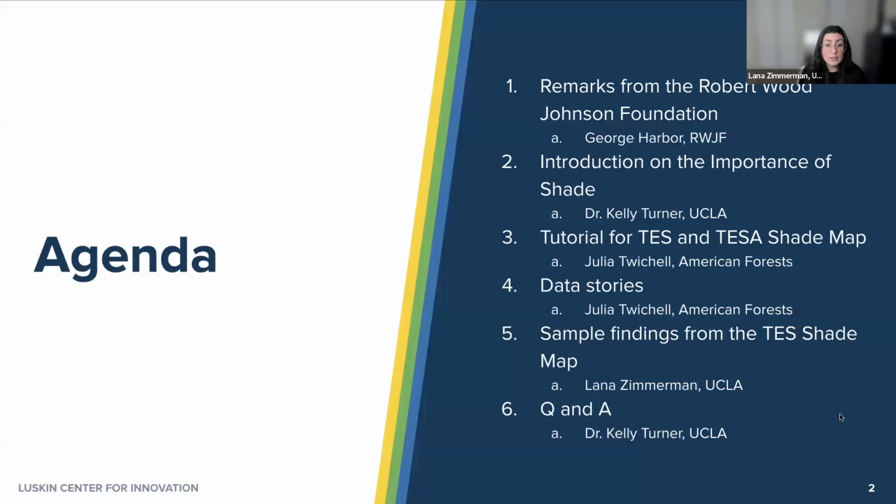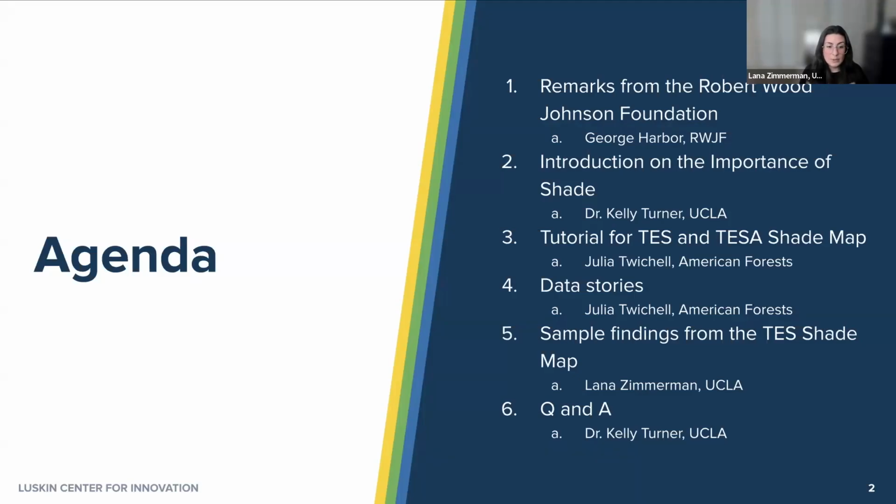This is just a quick agenda to give you an introduction to what we'll be discussing today. We're going to start with remarks from the Robert Wood Johnson Foundation, who funded this effort. Then Dr. Kelly Turner from the UCLA Luskin Center for Innovation will give us an introduction to the importance of shade and the reason behind why we developed these products. And then Julia Twitchell from American Forest will walk through a tutorial for Tree Equity Score and Tree Equity Score Analyzer, specifically focusing on the shade layer or the shade map that we've added. She'll also give a brief introduction to the data stories that she designed.